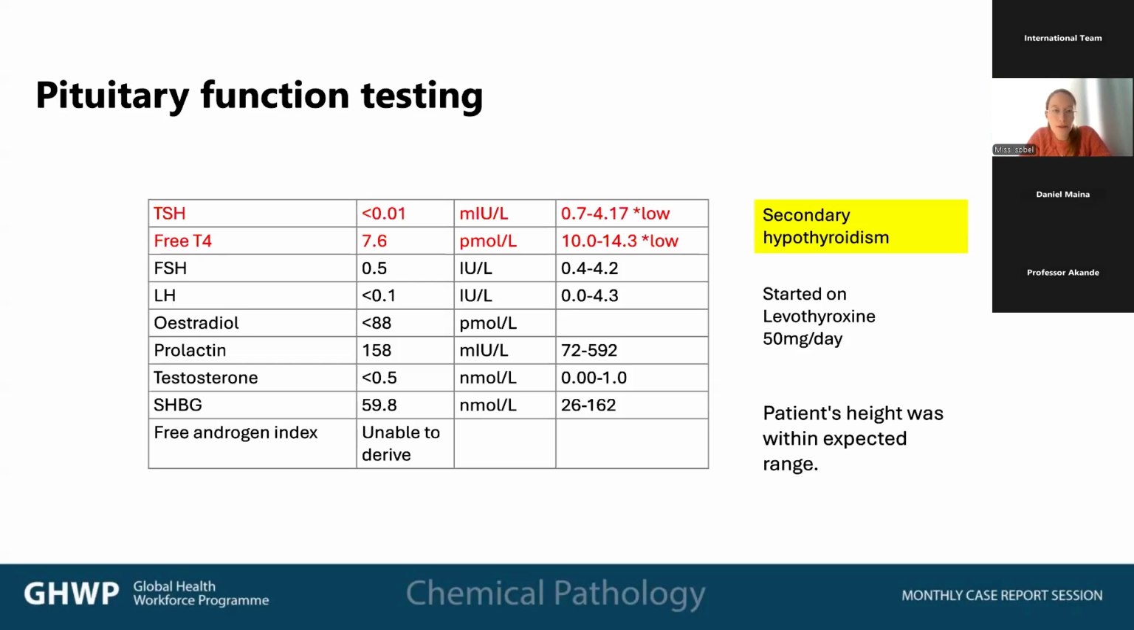They also tested the other pituitary hormones. They had no concerns at this point about the FSH, LH, and estradiol. They were normal for this patient's age. Prolactin was normal. And also the patient's height was within the expected range compared to her parents, which suggests that growth hormone isn't affected at this point.